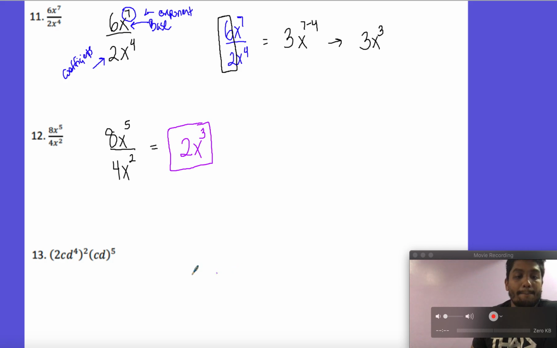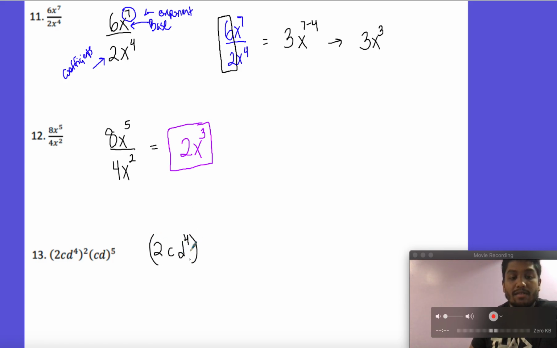Now here is a little bit more complicated. I'm not going to write this out the long way. We're going to actually just try to use the properties. So this is going to be 2d to the fourth.